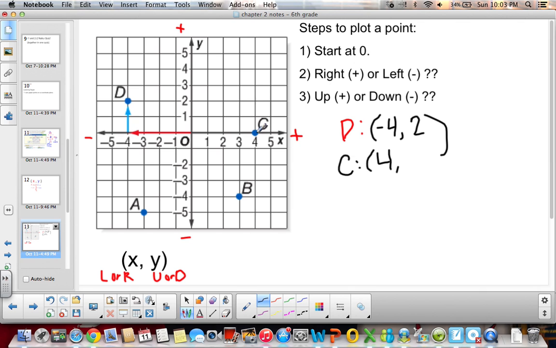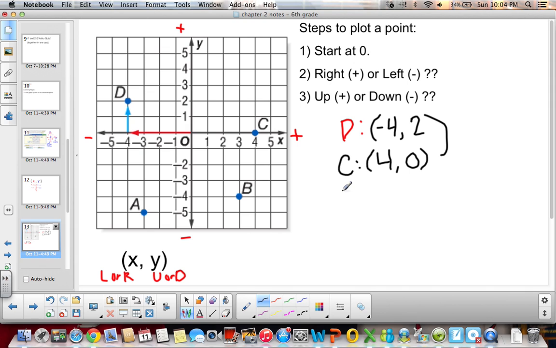And now this time, I am not going up or down, because our third step is to ask ourselves, do we have to go up or down? I'm not going up or down. I'm staying right on here, right on the x-axis. So since I'm not going anywhere on y, it's going to be 0. Because anything on our x-axis or our y-axis is 0.